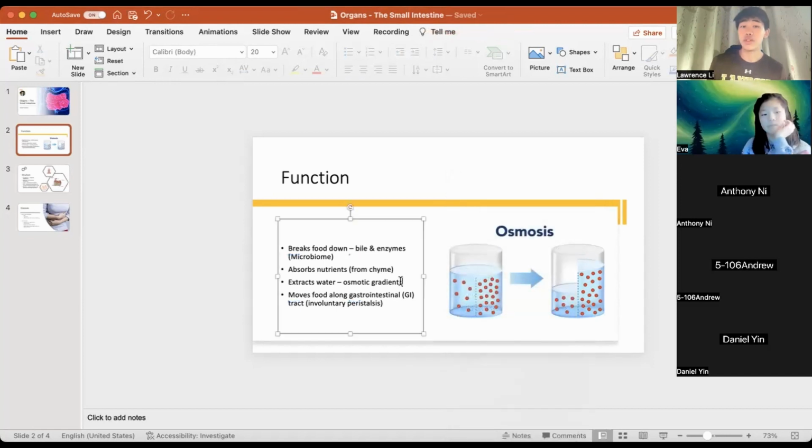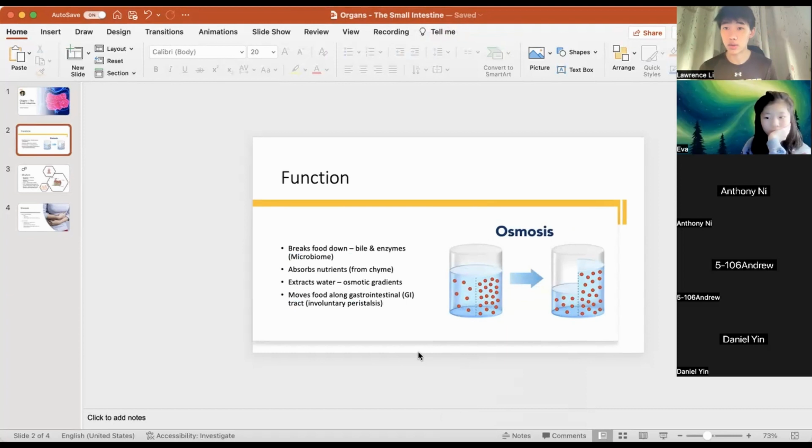What you will also learn, which is really interesting, because when I was in high school, I was told that the large intestine extracts water from your food, and that's not necessarily true. Okay, so the small intestine extracts about.